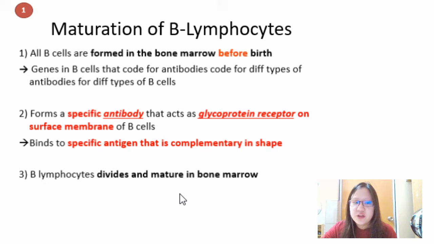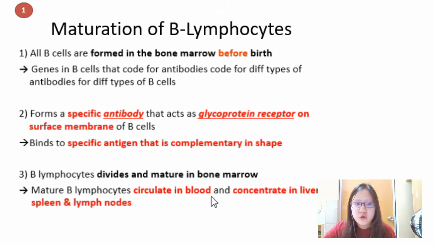After that, B lymphocytes can divide and mature in the bone marrow, and these mature B lymphocytes can circulate in the blood and concentrate in the liver, spleen, and the lymph nodes.